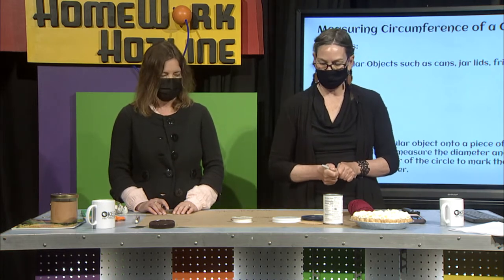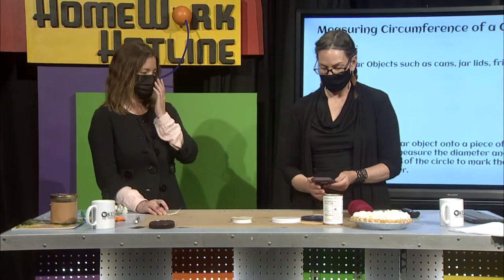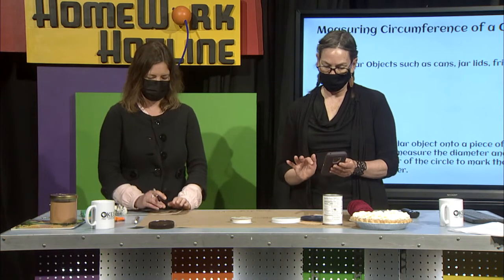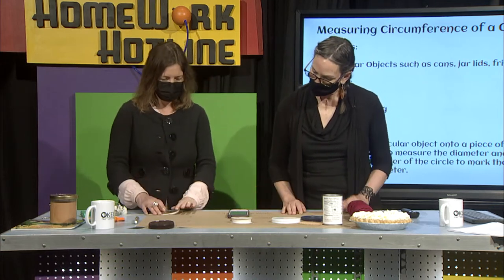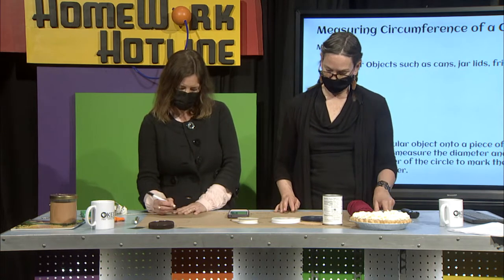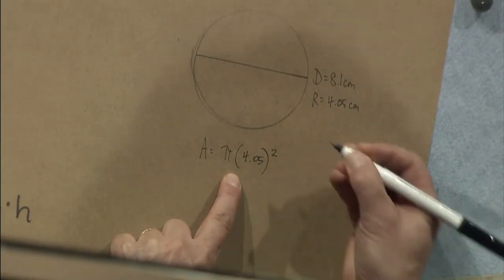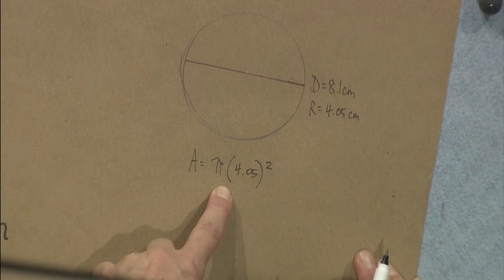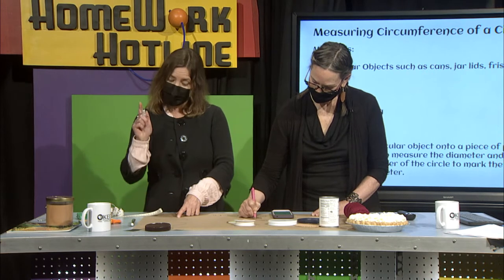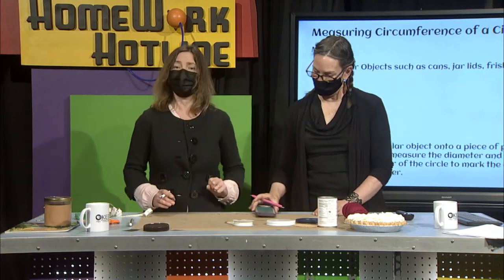Well, it looks like we're getting close to time, but I want to show you quickly, if you have a calculator, we can calculate our circumference and our area. Why don't we do the area first? Okay. So our area is pi r squared. I like to write it out just so I know I don't miss a step. Pi, and my radius is 4.05 squared. Ooh, can I do that in my head? Maybe. I think I can. And I will use your calculator. Yes, let's use the calculator.